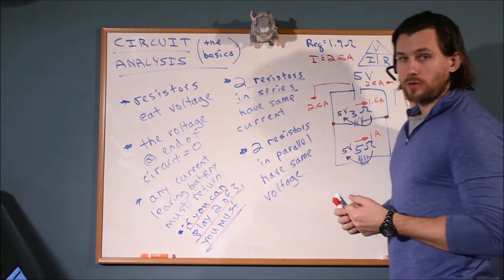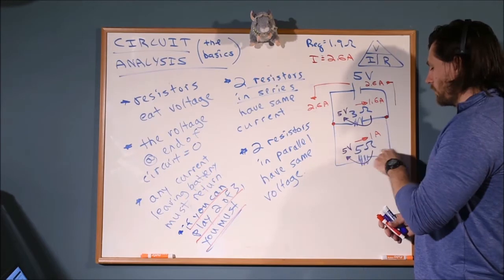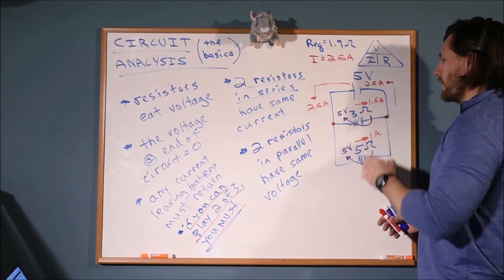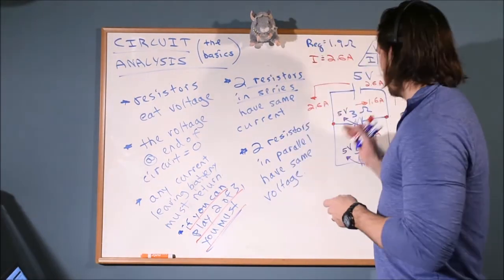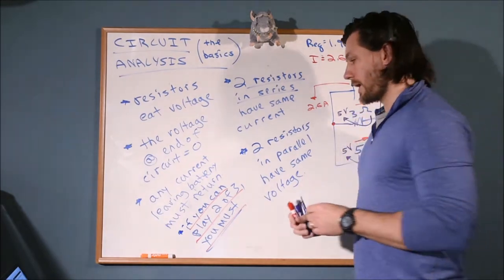So again, law of conservation of charge comes up again. If you have 1 amp going through one branch, you must have the remaining going through this branch. As you add them up, you must get the same thing. Okay. So we have now done two resistors in series, two resistors in parallel. Let's try a combination.